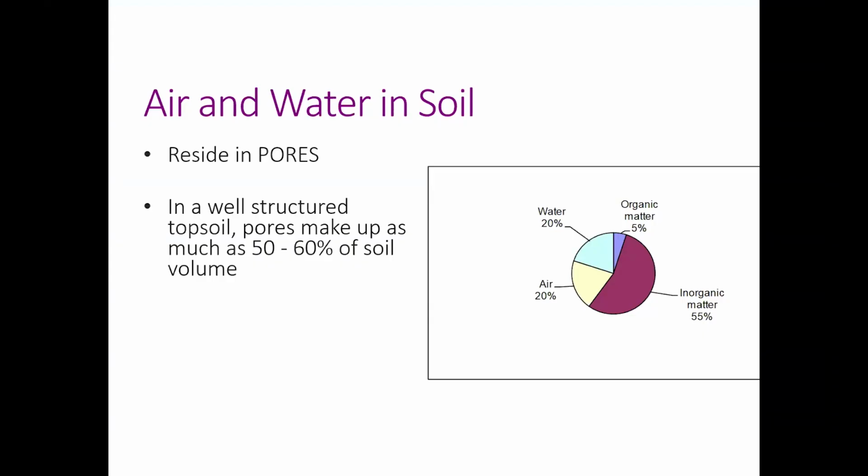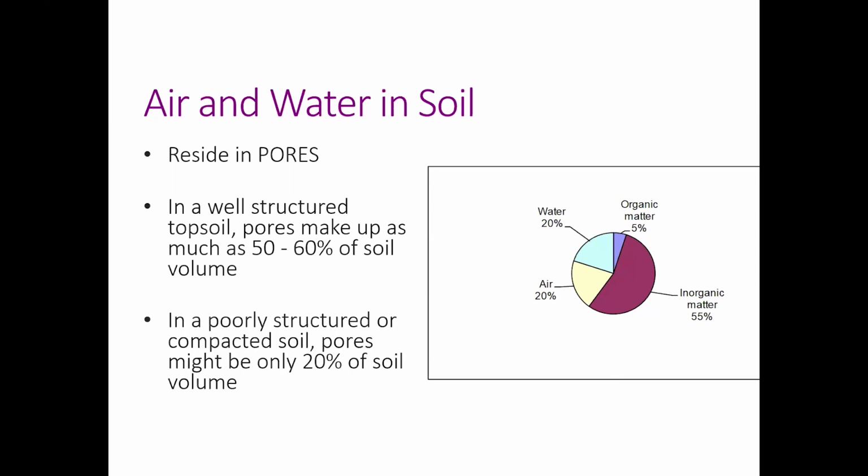So a little bit more about structure. In a well-structured topsoil, pores make up as much as 50 to 60% of a soil's volume. That's what you should be seeing. So you've got about 50 to 60% of inorganic matter, and then you've got maybe about 20% air, 20% water, and about 5% organic matter. But the percentage of water and air changes all the time. So at this time of year, more of the pores will be full of water, and in the dry spells, more of the pores will be full of air. And you want to have that. About half the soil should be full of water, air, and organic matter.